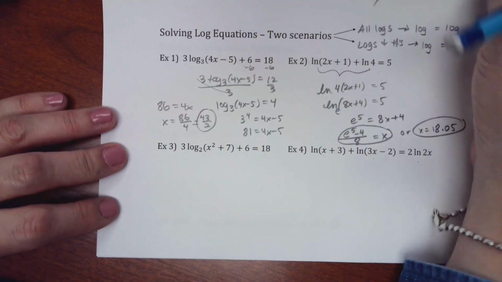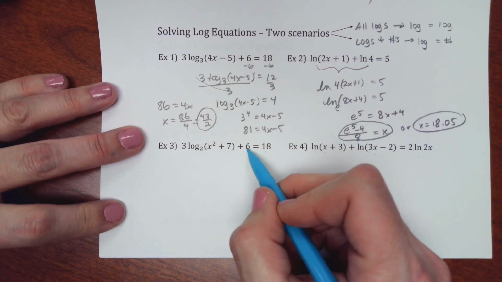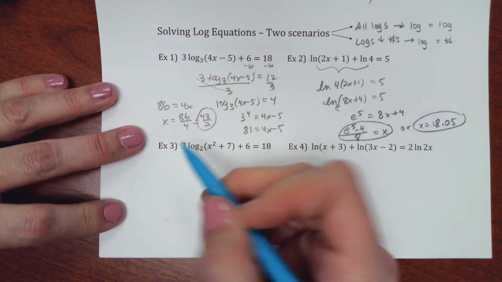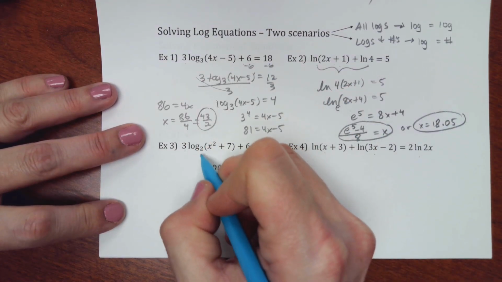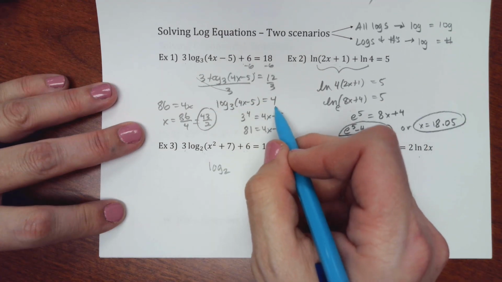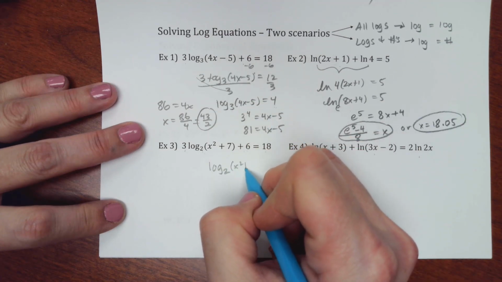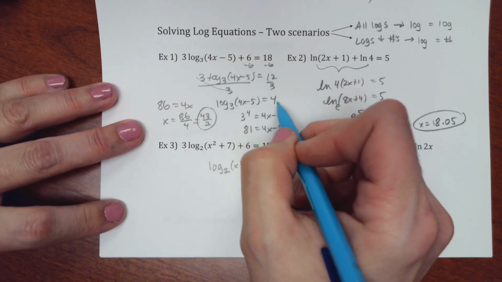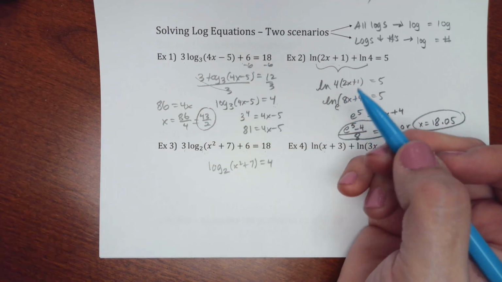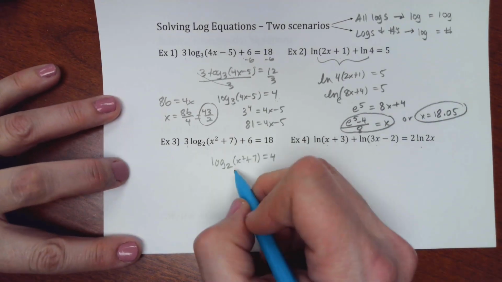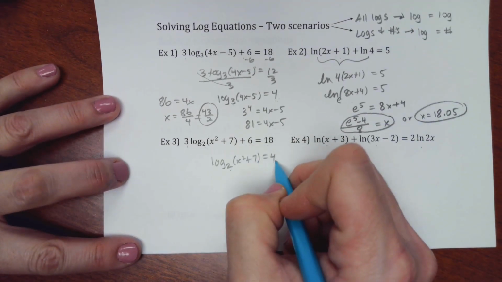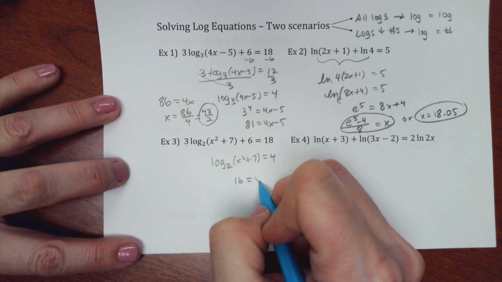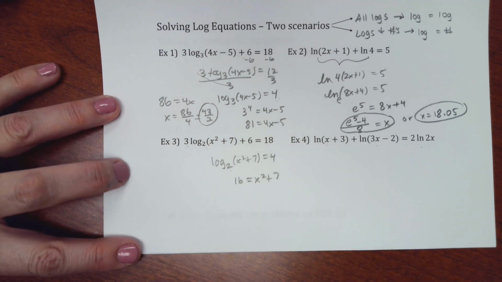All right. Down here, it's pretty similar to one above it. I take away 6 and divide by 3. So I'm going to end up with log base 2 of x squared plus 7 equals 4. So basically, I took away 6 divided by 3, same problem as up above. All right, so time to write it as an exponent. 2 to the 4th. Well, 2 to the 4th is 16. Has to equal x squared plus 7. All right, so solve this.